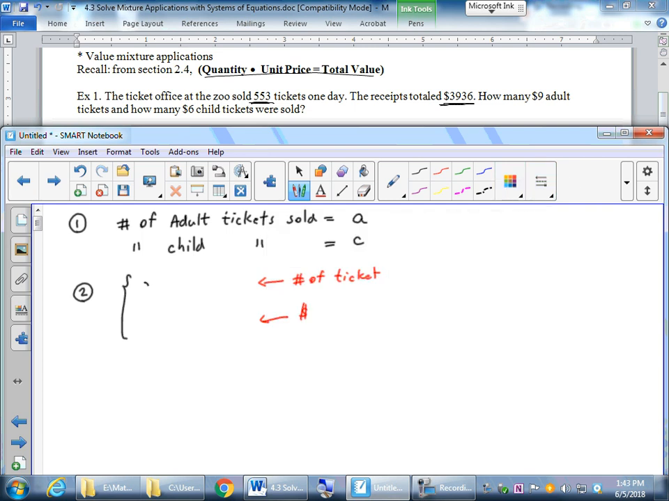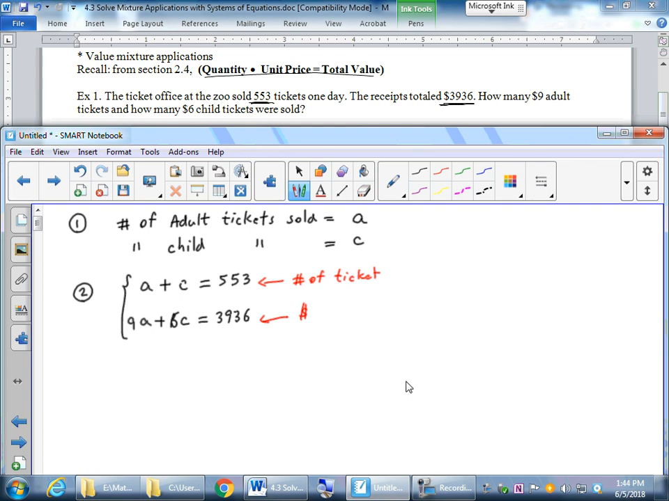So how do we set up the equations? We know that the adult tickets plus the children tickets together must be equal to 553. And to talk about the money, I have to use the formula, because the quantity times the unit price will give you the total value. So $9 times the number of adult tickets sold gives me a dollar amount, and then $6 times the number of children tickets sold also gives me a dollar amount. These two dollar amounts added up should be equal to 3,936.